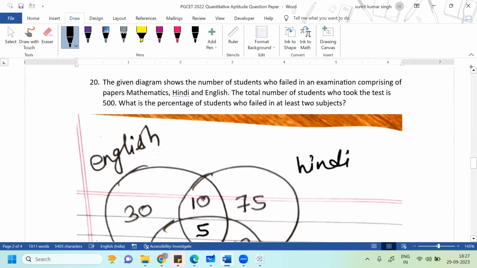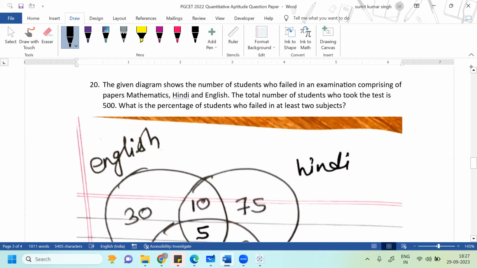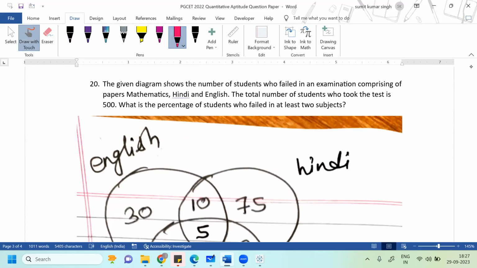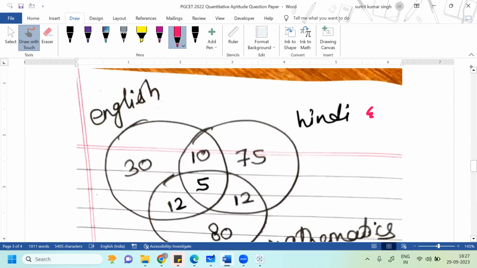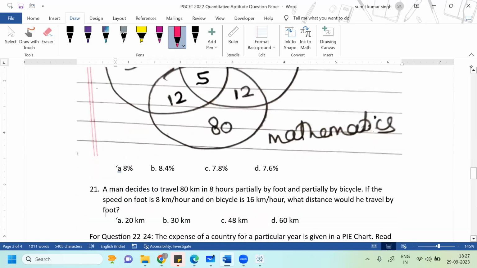Another question. The given diagram shows the number of students who failed in an examination comprising papers of mathematics, English and Hindi. Here they're giving you the detail of the three subjects. This is a question of set theory. The number of students who took the test is 500. So the total is 500. And what is the percentage of students who failed in at least two subjects? This Venn diagram is basically failed or passed.